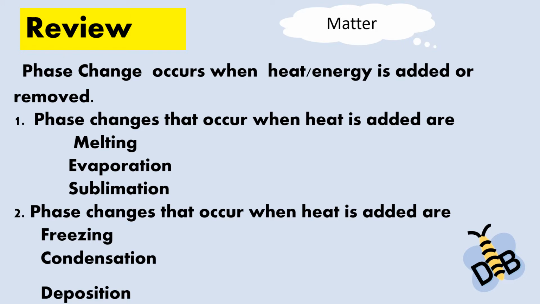Fourth, we have to remember that the phase changes that occur when heat is added are melting, evaporation, and sublimation. These changes require heating that makes the molecules move fast and move apart, causing the attractive bonds to break. Fifth, there are also changes that occur when heat is removed. These are freezing, condensation, and deposition. These changes require cooling or removing heat that makes the molecules move slower and closer, forming a very strong attractive bond.